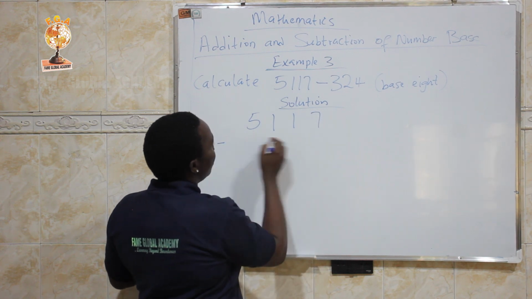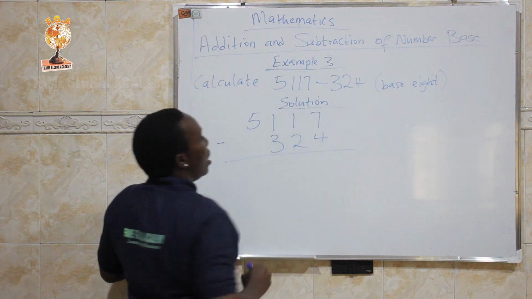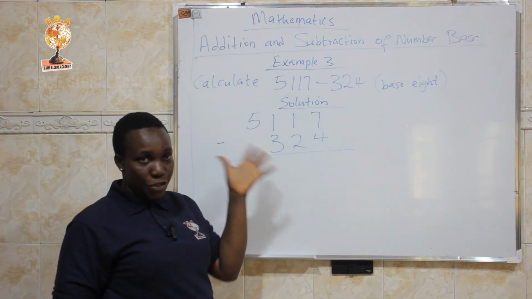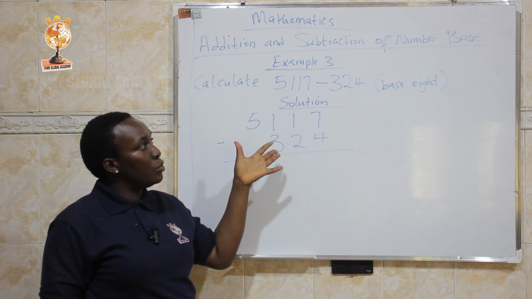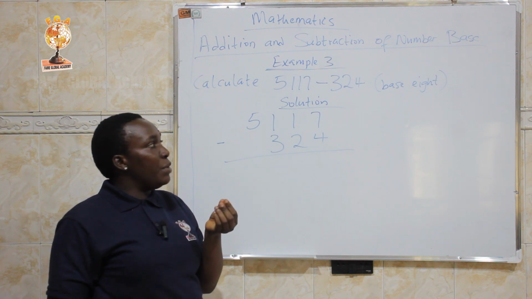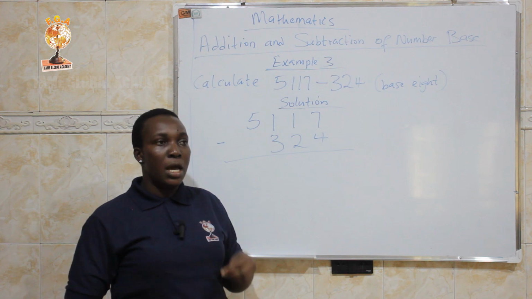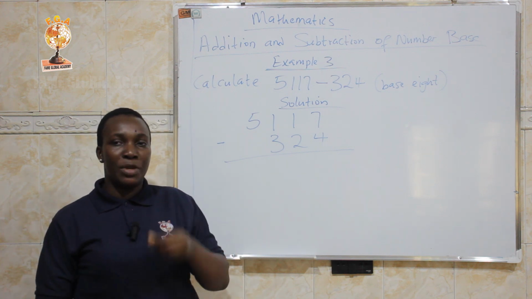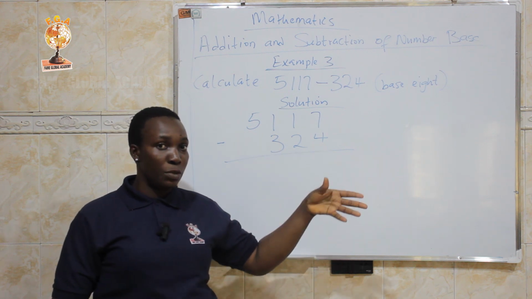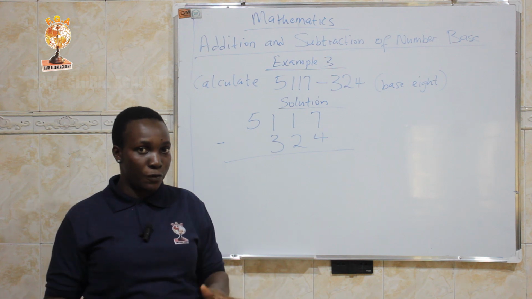5117 minus 324. Okay. Alright, so just like what we did in addition is also applicable to subtraction here. Now, you agree with me that in a normal subtraction of numbers, if you want to subtract a bigger number from a smaller number, which cannot be possible, you have to borrow, right?